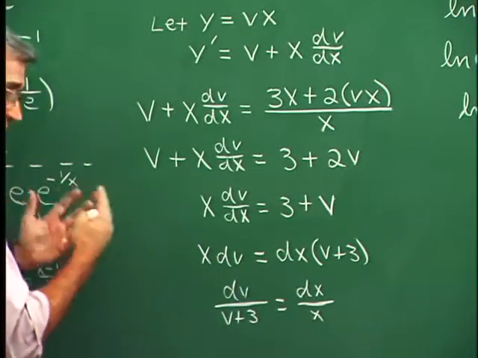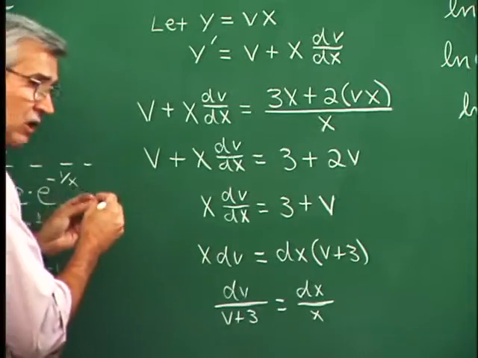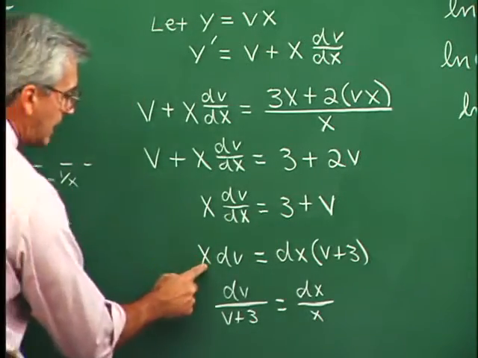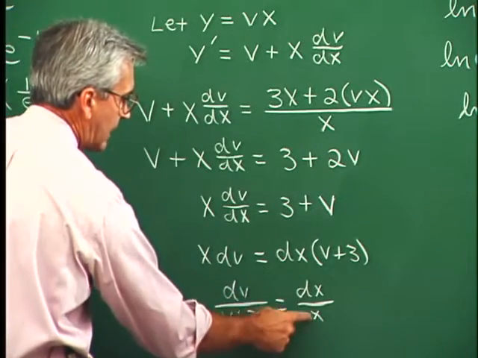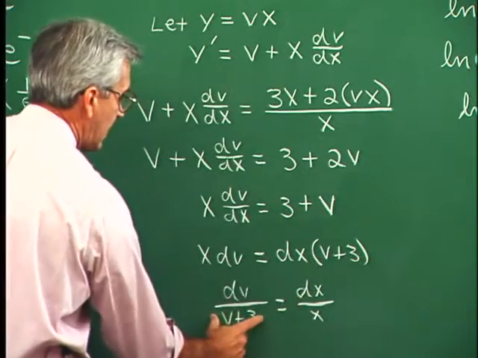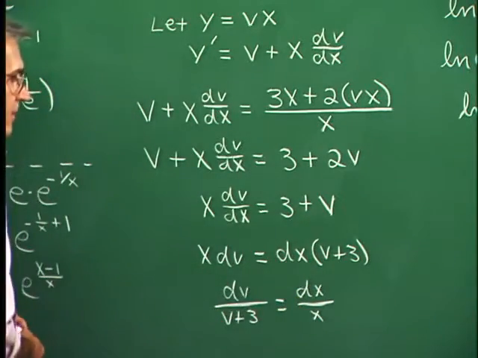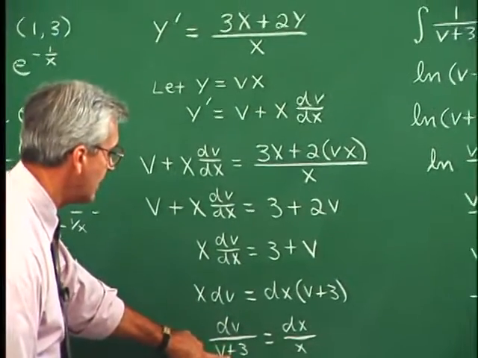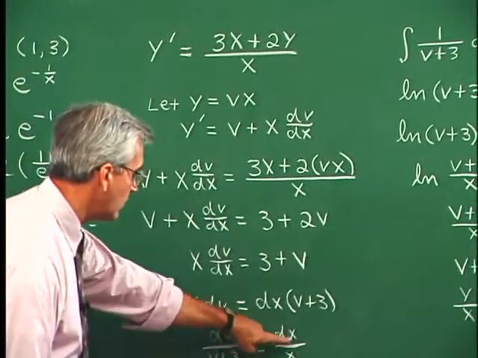Now I'd like to separate variables. I'd like to put all matters involving v on one side, all matters involving x on the other side. So I'm going to take this x and divide on both sides, and it'll make its appearance in this denominator. I'll divide on both sides by v plus 3, and it'll make its appearance in this denominator. Now I'm ready to go. You know, this is 1 over v plus 3 times dv, and this is 1 over x dx.